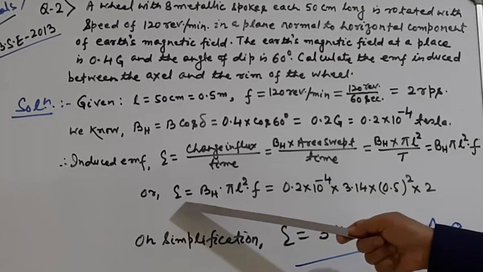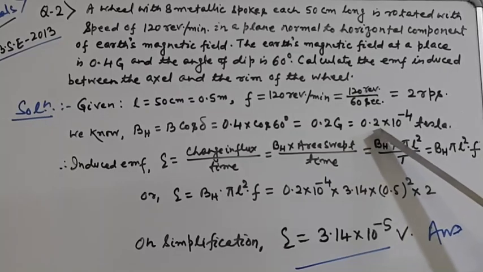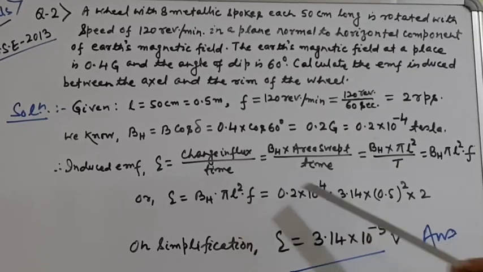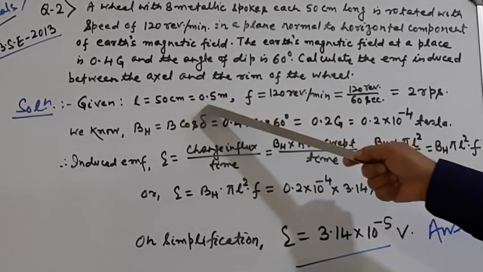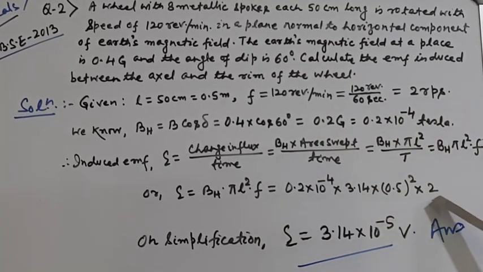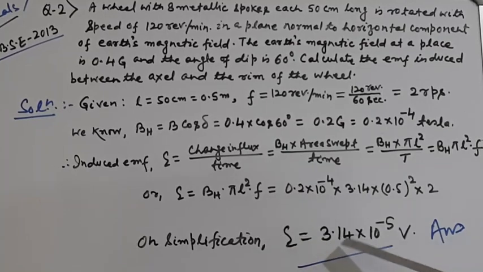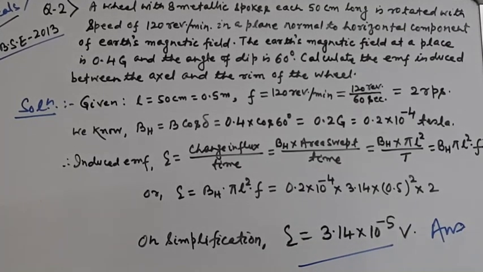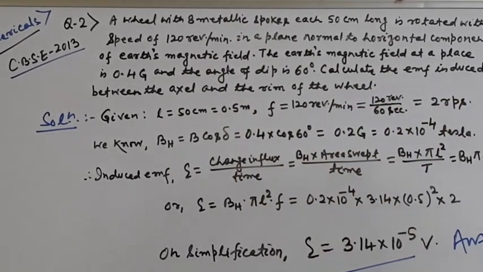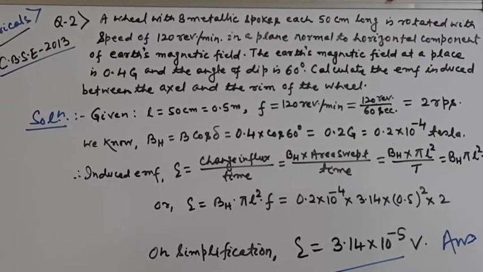Now put the values: B_H pi L square F. B_H we have already calculated, 0.2 into 10 to the power minus 4 Tesla. Pi is 3.14, L is 0.5 squared, and the frequency is 2 revolutions per second. When you solve this, after simplification, the induced EMF is equal to 3.14 into 10 to the power minus 5 volt. Students, if the number of metallic spokes increases, it does not matter, because all are connected in parallel, so the induced EMF will be the same.